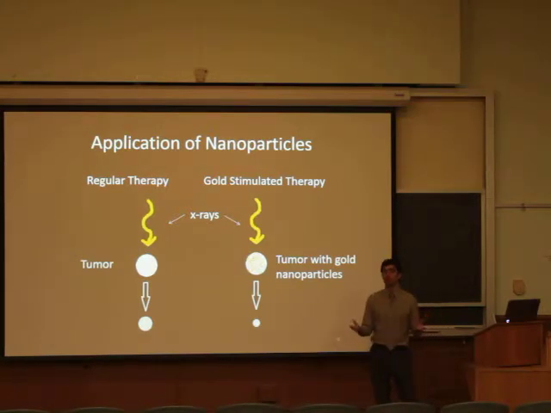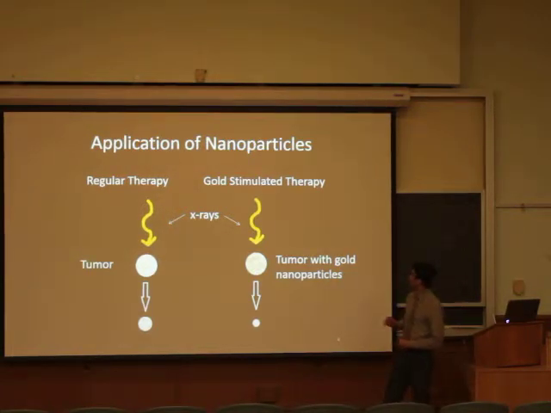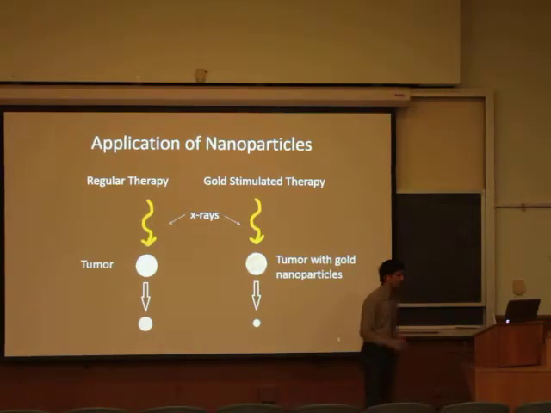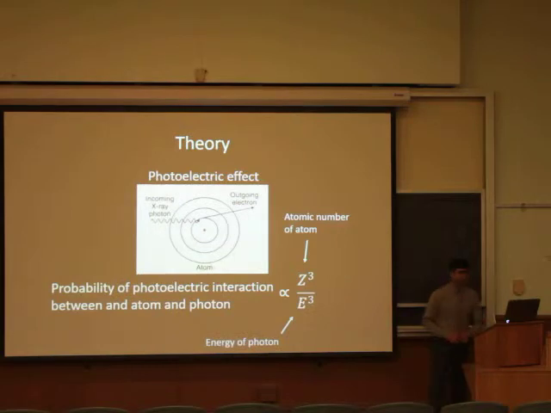This is the very basic setup of how it works. Suppose you have two hypothetical tumors. Same size, same everything. One tumor is just a regular tumor, and the other has gold nanoparticles distributed throughout it. If you hit both these tumors with the same type of radiation, same energy, you'll get a different result. And the tumor that had gold will shrink more, will get more damage.